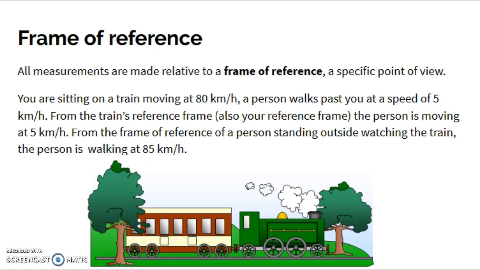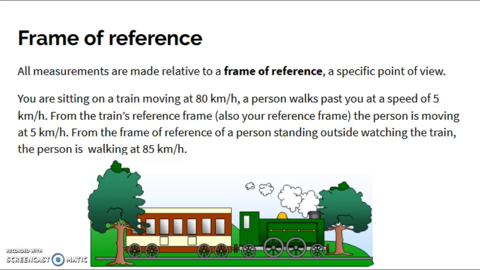So for example, if we're sitting on a train, and let's say it's moving at 80 kilometers per hour to the right here, and you're sitting on this train and a person walks past you at a speed of 5 kilometers per hour. I say this speed of 5 kilometers per hour is in the reference frame of the train, or your reference frame. They're one and the same here because you're moving at the same speed.